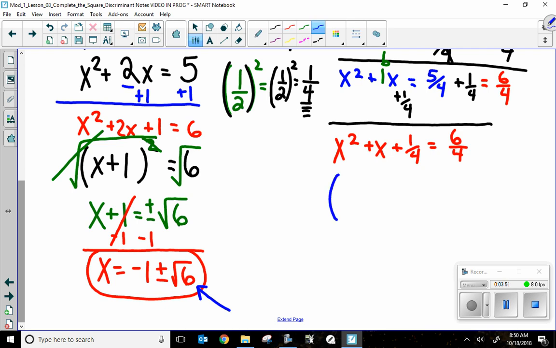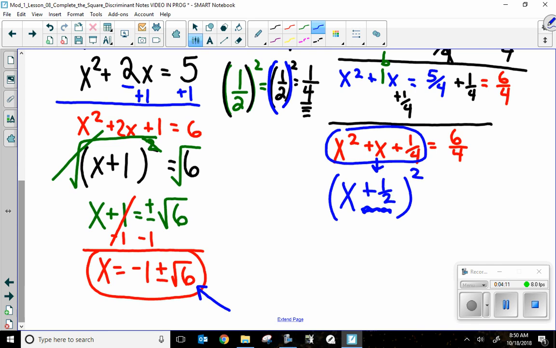This is a perfect square. We are completing the square, and we just completed the square right here. This turns out to be a perfect square. What goes in the parentheses here is the same thing that's in parentheses here before you square it. It's a positive 1/2, squared, equals 6/4. All right? Now I just solve for x algebraically.